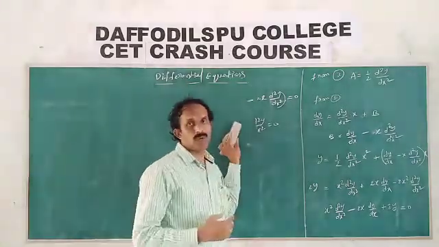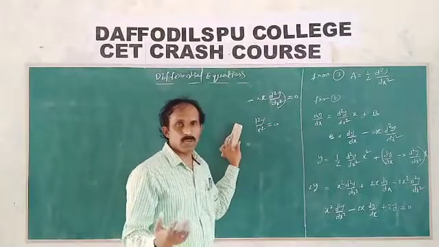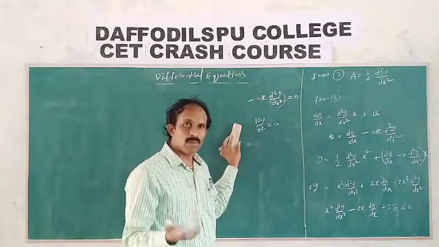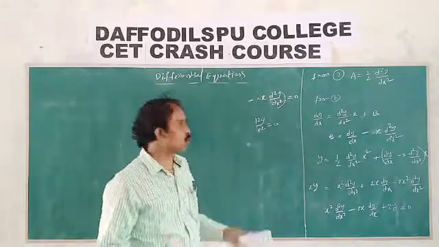What is the order of this one? In this function, two arbitrary constants are there. Therefore, we differentiate 2 times, and 2 times derivative means its order is also 2.